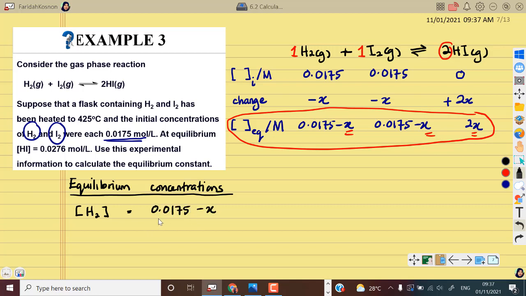So, apa yang kita nak kira ni? Sebenarnya kita nak kira X. Tapi yang paling senang kita start dulu dengan hydrogen iodide. Kenapa? Sebab hydrogen iodide ni kita dah tahu 2X kat sini adalah equivalent dengan 0.0276 molar. Jadi saya nak start dengan hydrogen iodide. So for the concentration of hydrogen iodide at equilibrium given already in the question, but we are going to solve for X. Sebab daripada situ kita boleh dapat X.